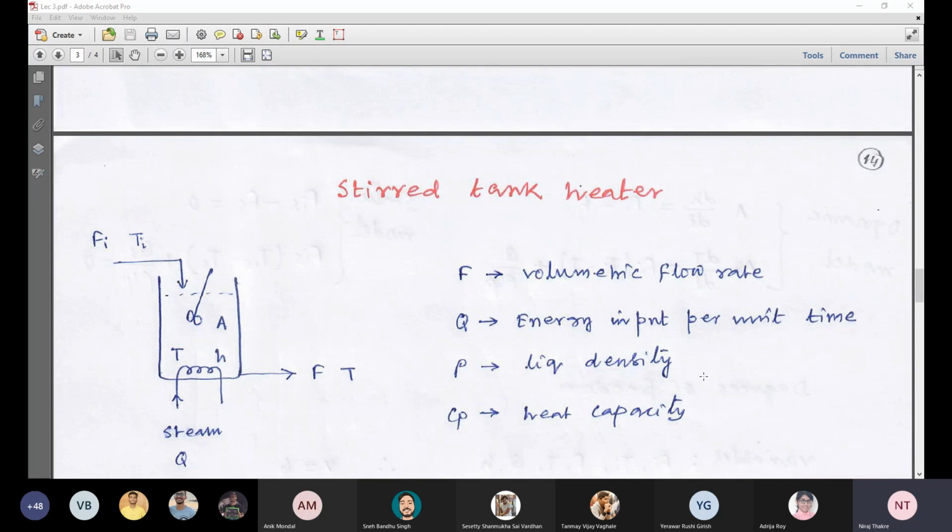What is the first equation? The first equation would be the mass balance. So A dH by dt equals Fi minus Fo. That is the same, no? Yes, sir. Yes, correct.